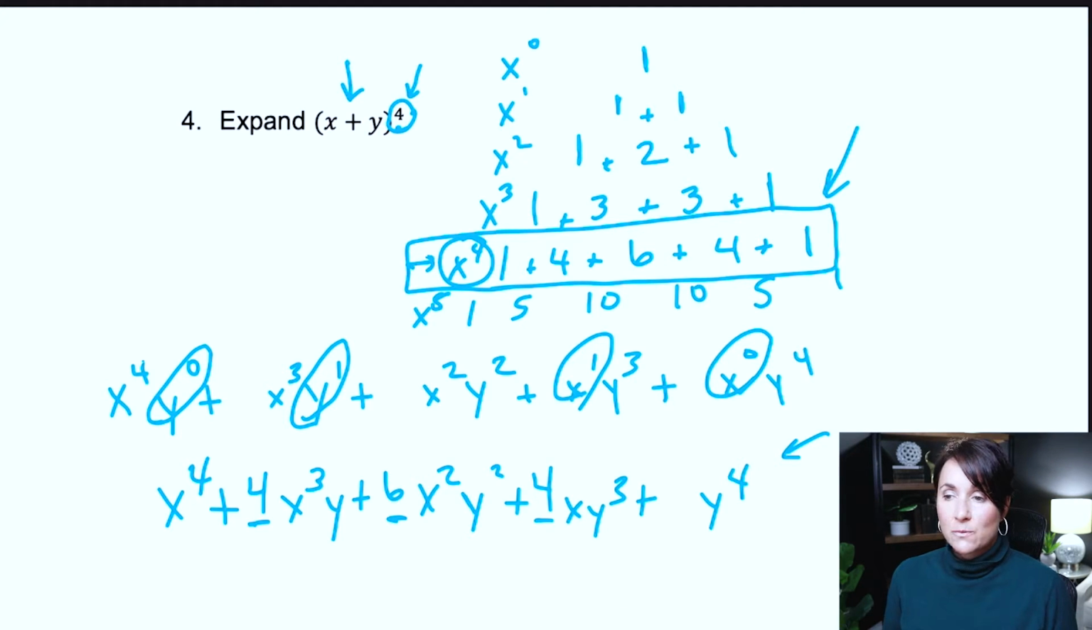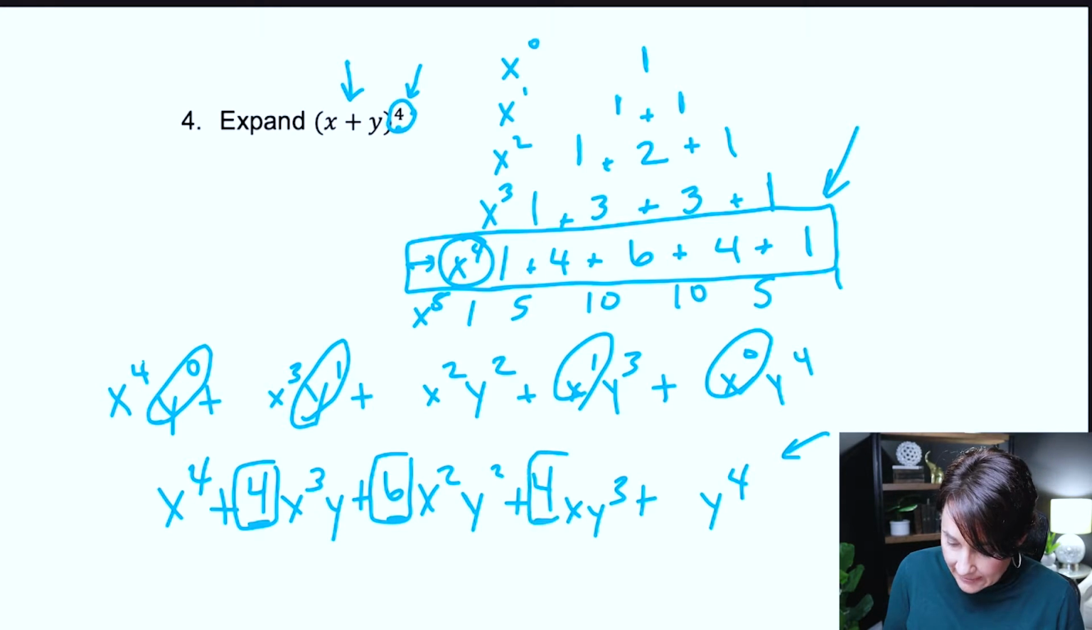So in this case, the expansion is x to the fourth plus 4x to the third y plus 6x squared y squared plus 4xy to the third plus y to the fourth. And you can see that my missing coefficients, I added them in here: 4, 6, 4. Again, we could put these ones on the ends, but we don't need to.